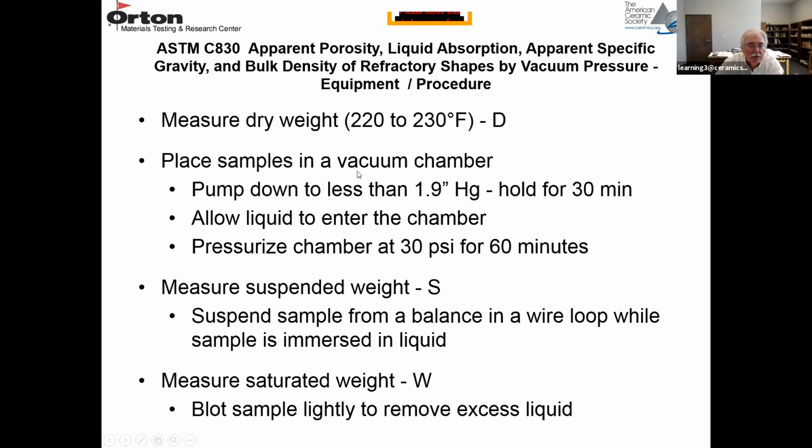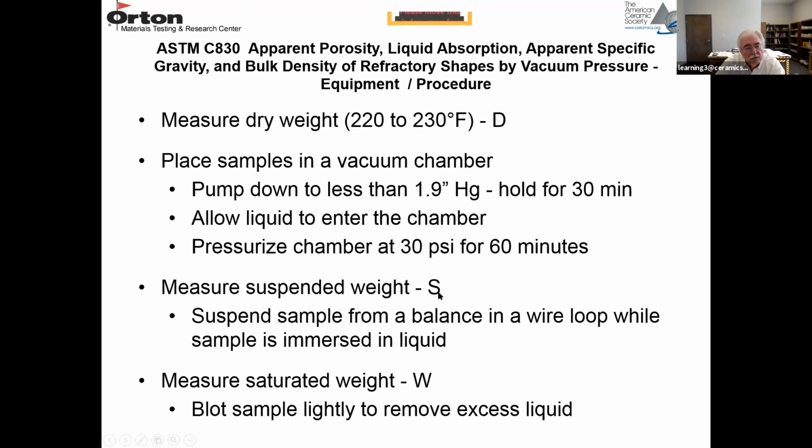You place the samples in a vacuum chamber. You pump it down to a certain amount of vacuum, 1.9 inches of mercury. You hold that for a while, about 30 minutes. Then you allow the liquid to enter the chamber. It fills the pores. And then you also pressurize the chamber at 40 psi for an additional hour to make sure all the open pores are penetrated by the liquid.